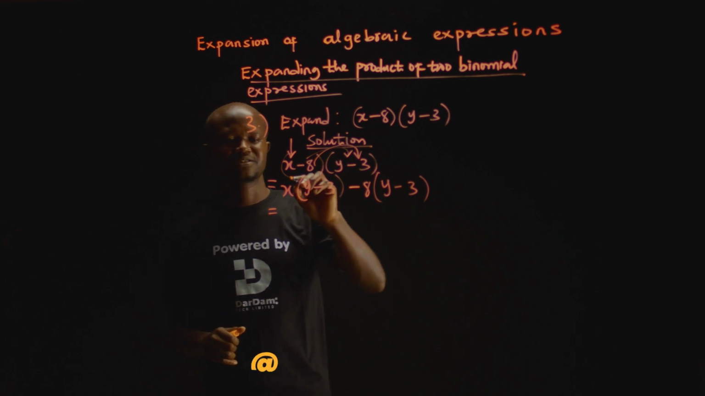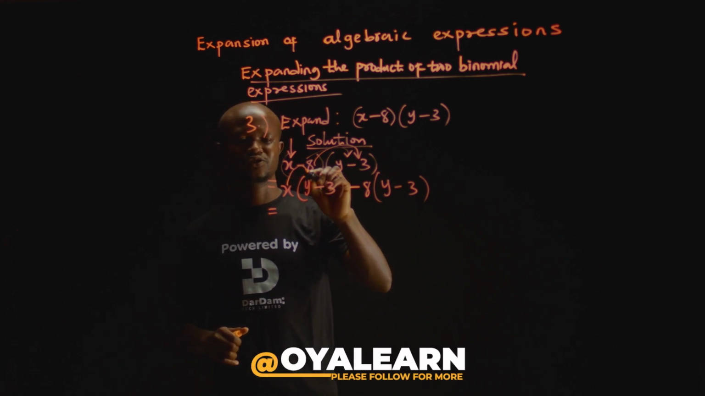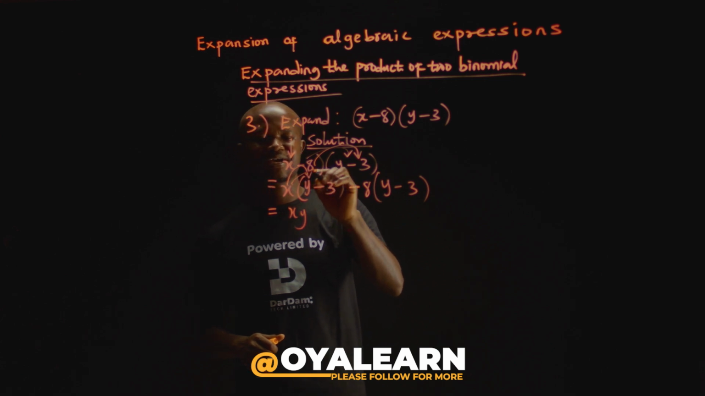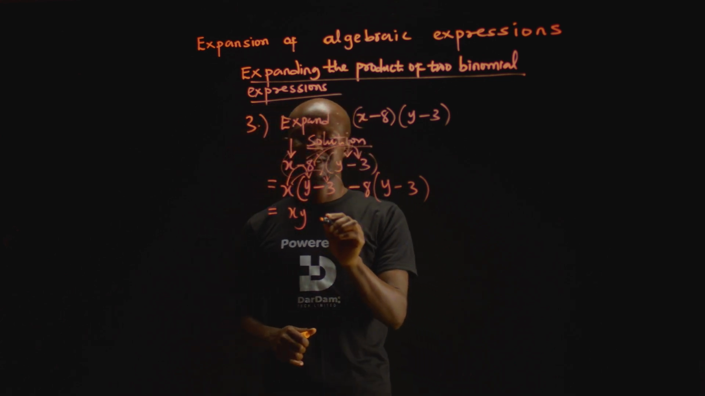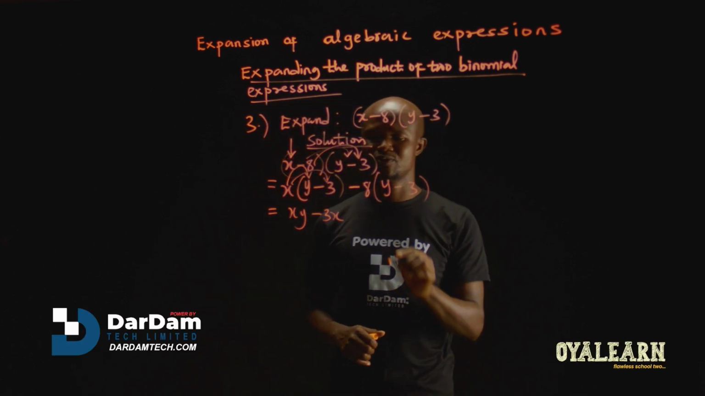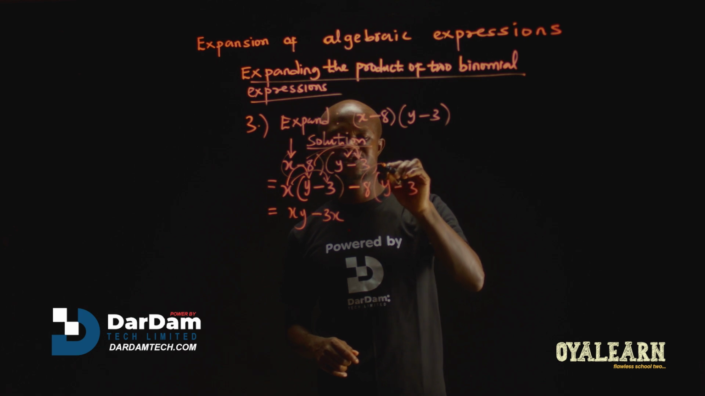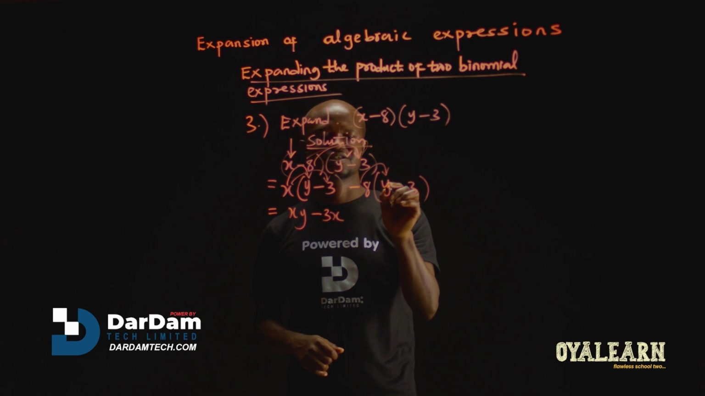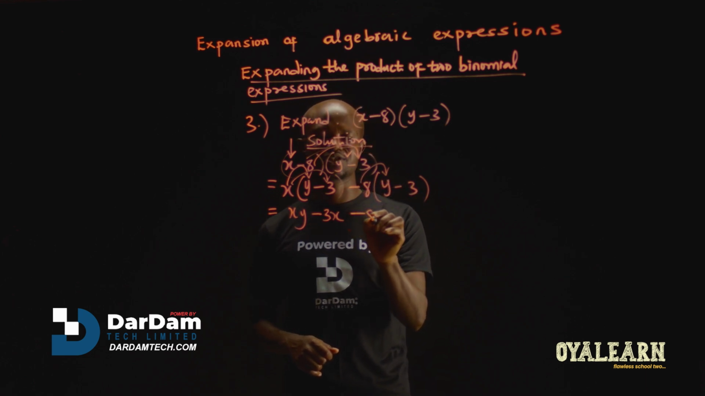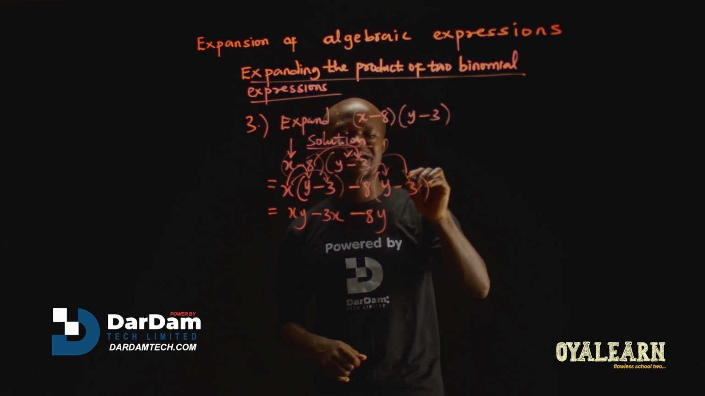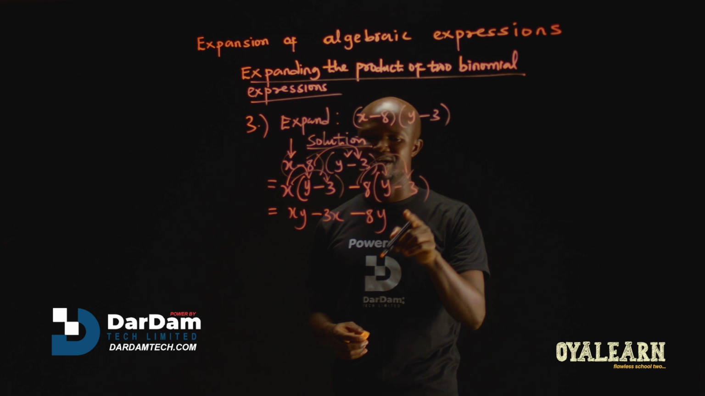Expanding the brackets, we use x to multiply the first term here, which is x times y, xy. We use that same x to multiply minus 3. Then we have minus 3x. Now, we use minus 8 here to multiply the first term, which is minus 8 times y. We have minus 8y.